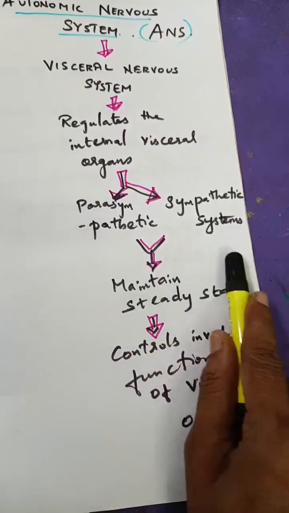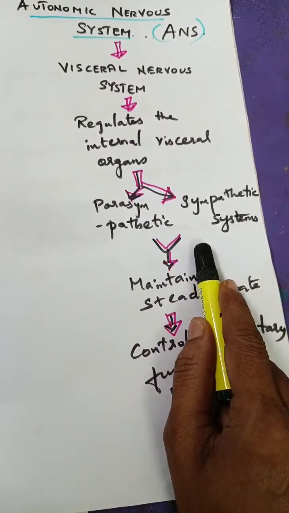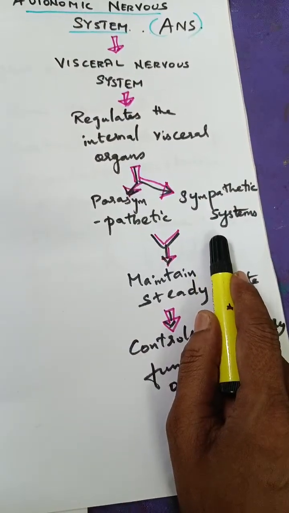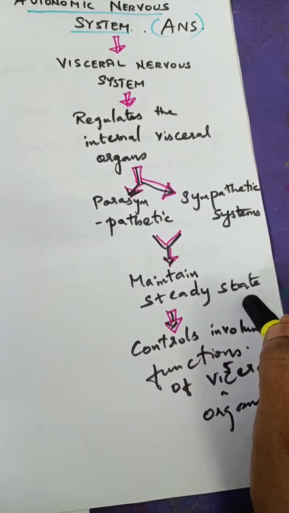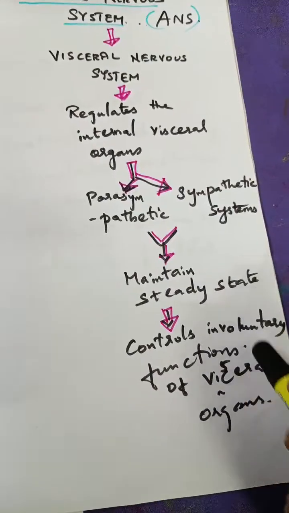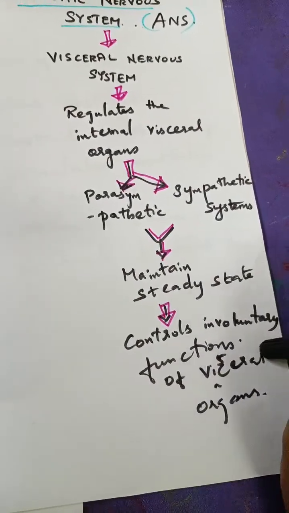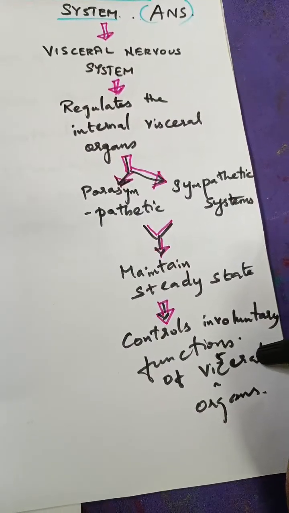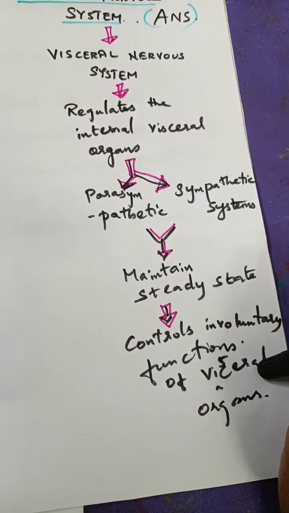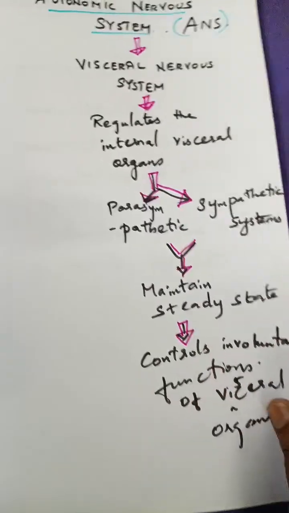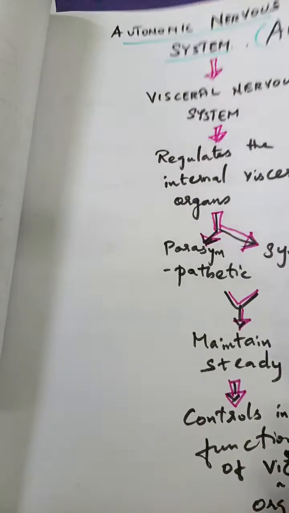Since both are doing their antagonistic actions, they maintain a steady state in the living organism. And all the actions controlled by them are the involuntary actions, involuntary functions. Am I clear? So this is about the autonomic nervous system.